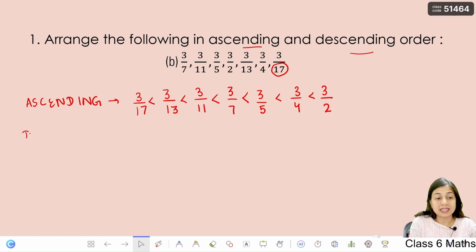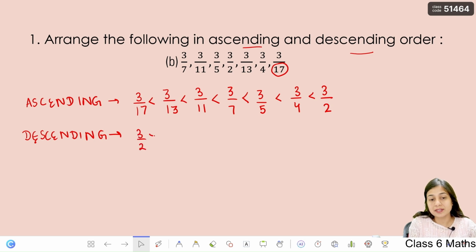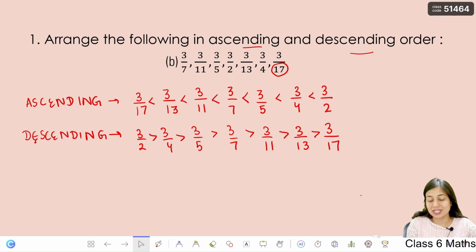And as said earlier, descending order is the opposite of it. So here we are going to write the largest fraction first, that is 3 by 2 is greater than 3 by 4, is greater than 3 by 5, greater than 3 by 7, greater than 3 by 11, greater than 3 by 13, and last is 3 by 17. I hope everyone is clear about it.